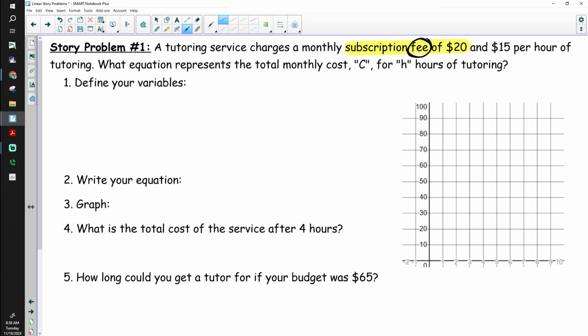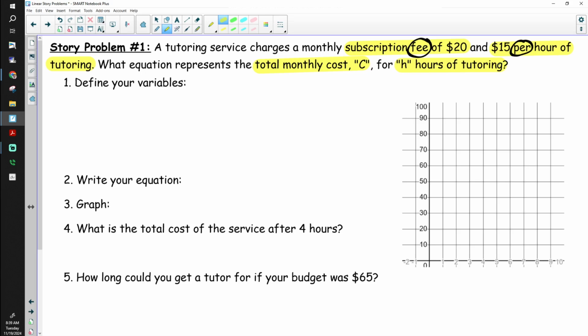After this, we have $15 per hour of tutoring. And what's the key word there? Per. Per is going to help us understand what variable 15 is going to go in for. Now it's telling us which variables to use. Write your equation where the total cost is C. Total cost is C for H hours of tutoring.